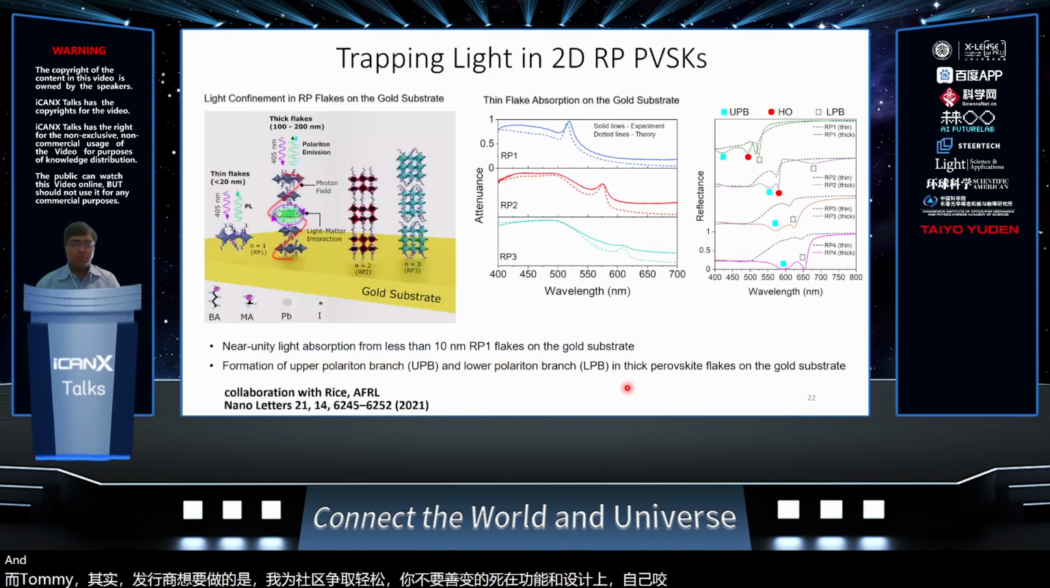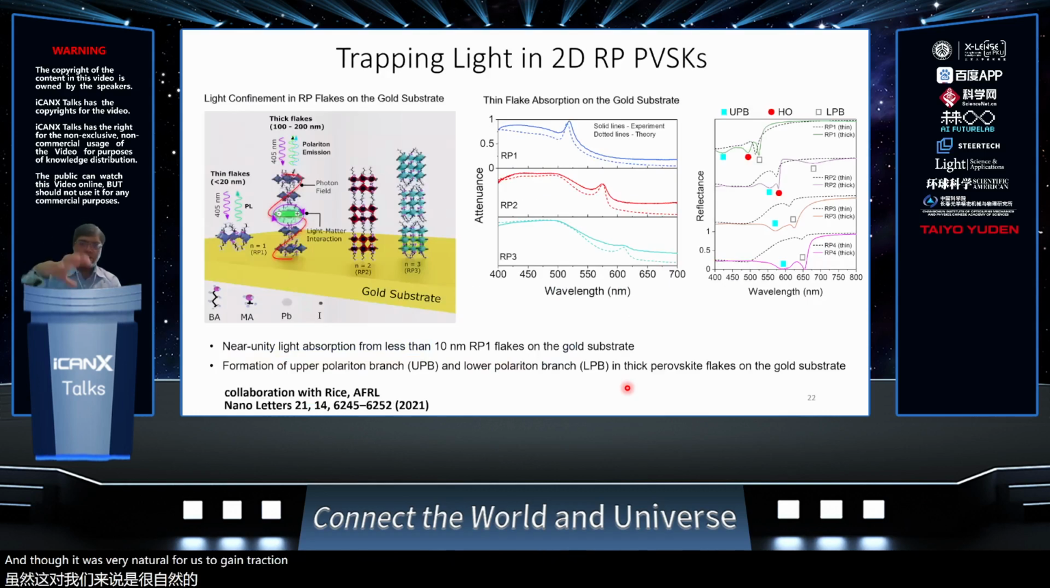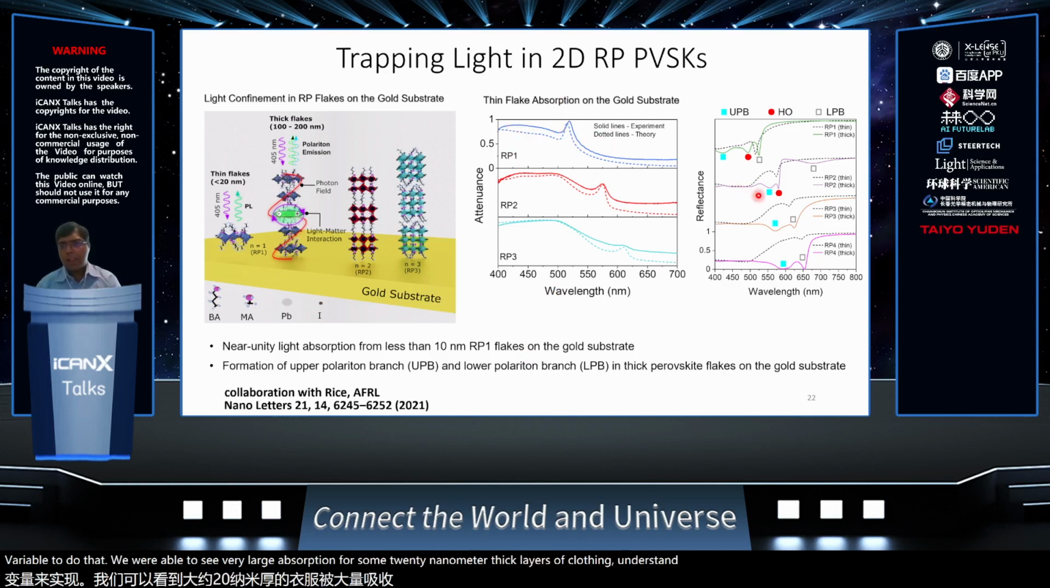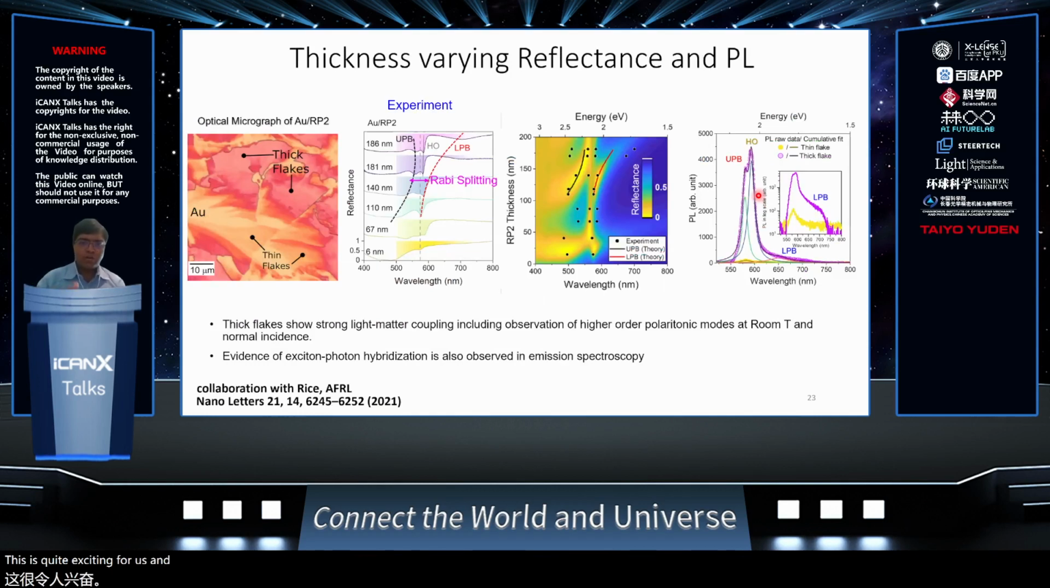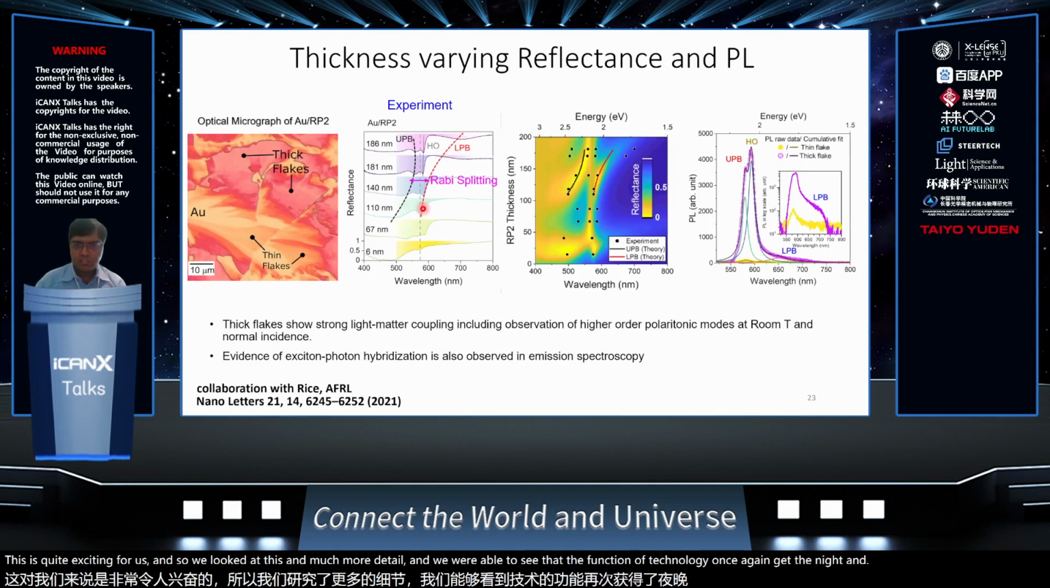And so it was very natural for us to again trap light into these materials by putting them on reflective gold or silver substrates. We were able to see very large absorption for sub 20 nanometer thick layers, approaching 100%. But when you go to thicker layers, we started seeing the splitting, the exciton polariton splitting, again. So this was quite exciting for us. And so we looked at this in much more detail, and we were able to see that as a function of thickness, you once again get these nice anti-crossing curves.